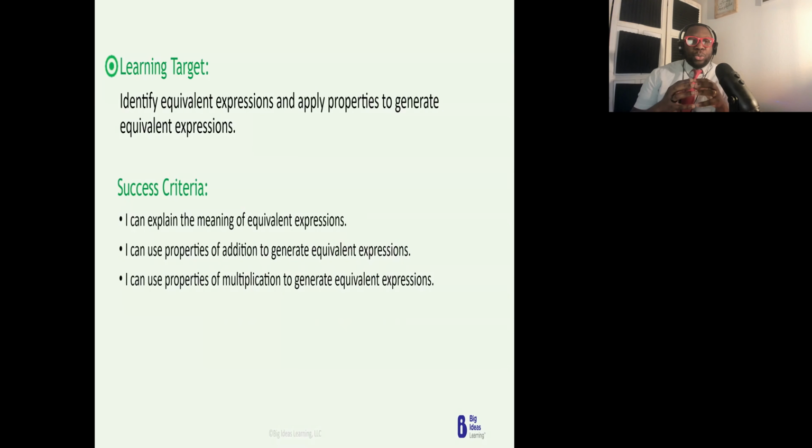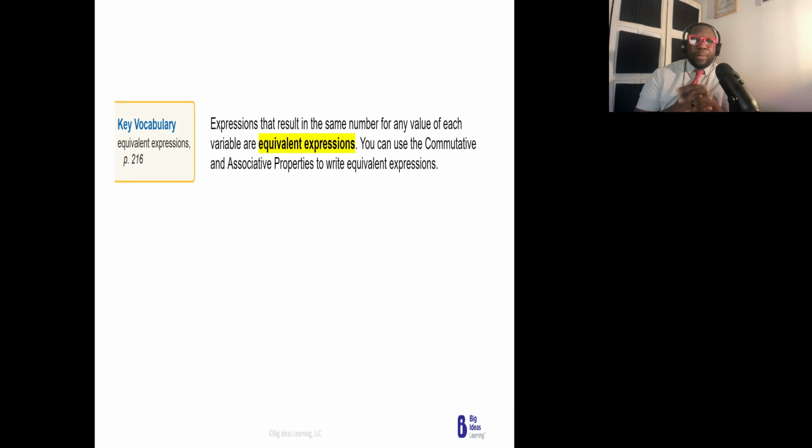When it comes to expressions, we know that those expressions are going to have constants, coefficients, and terms. Some key vocabulary that you're going to want to have in your composition notebook or your 3-ring binder is that expressions that result in the same number for any value of each variable are equivalent expressions. Hopefully you recognize that in the word equivalent is the word equal. You can use the commutative property and associative property to write equivalent expressions.